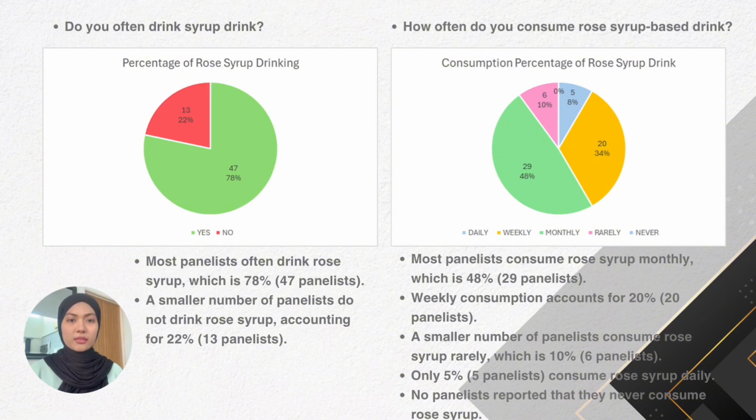Most of the panelists, about 78%, reported that they often drink rose syrup, while 22% do not. When we look at how often they consume it, monthly consumption was the most common at 48%. This was followed by weekly consumption at 20%, while 10% consume it rarely. Only 5% consume rose syrup daily, and none of the panelists said they never consume it. This shows that most panelists were already familiar with rose syrup drink.